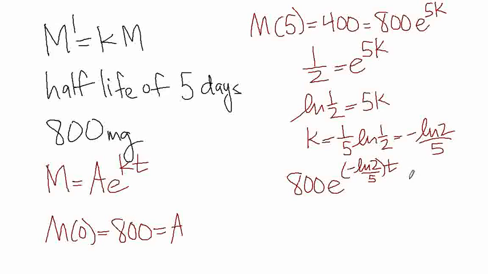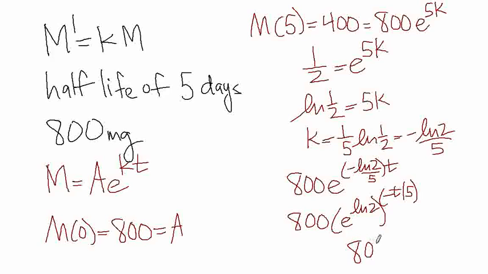Okay, and we can simplify that a little bit. Let me write the exponential part as e to the ln of 2, raised to the minus t over 5 power. Convince yourself that that is equivalent. So e to the ln of 2 is equal to 2. So the nicest I could probably make this is 800 times 2 raised to the minus t over 5 power.